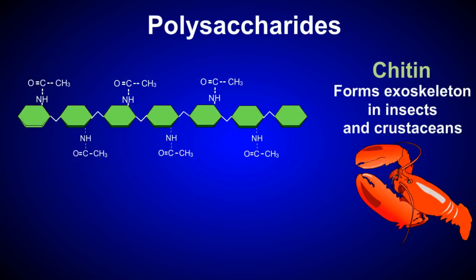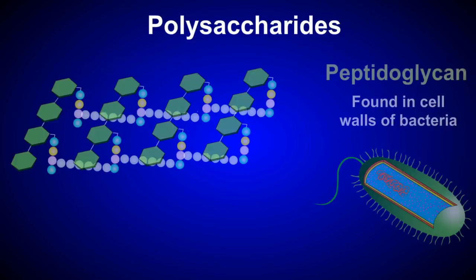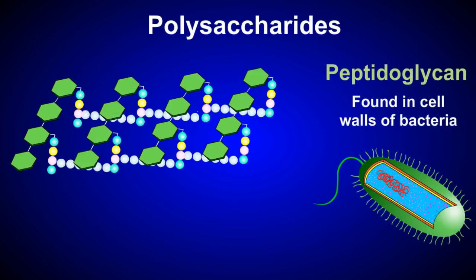Chitin is a structural polysaccharide found in animals and fungi. It makes up the exoskeleton of insects and crustaceans. Its unique properties are a result of chitin having amino groups attached to its sugar monomers. Peptidoglycans are complex polysaccharides found in the cell walls of bacteria. The macromolecule is both flexible and rugged due to its structure. Each monomer of the polysaccharide has a peptide chain attached to it.